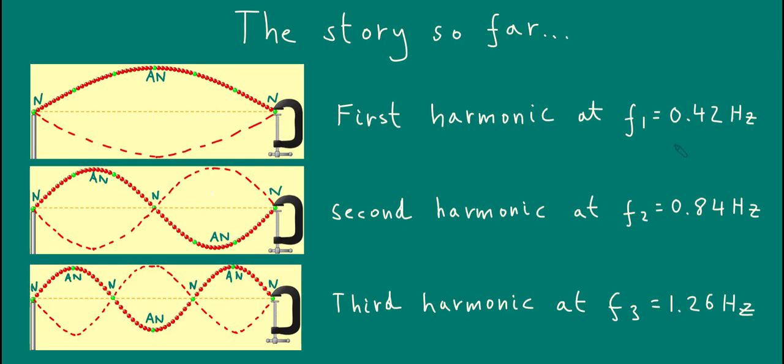Now, if you look at the frequencies at which these harmonics occur, you might spot a pattern. Notice that the second harmonic is simply 2 times the frequency of the first harmonic. And similarly, the third harmonic is simply 3 times the frequency of the first harmonic.